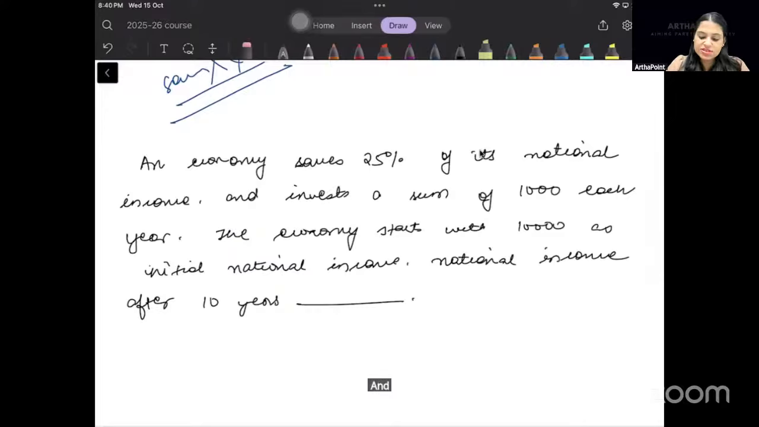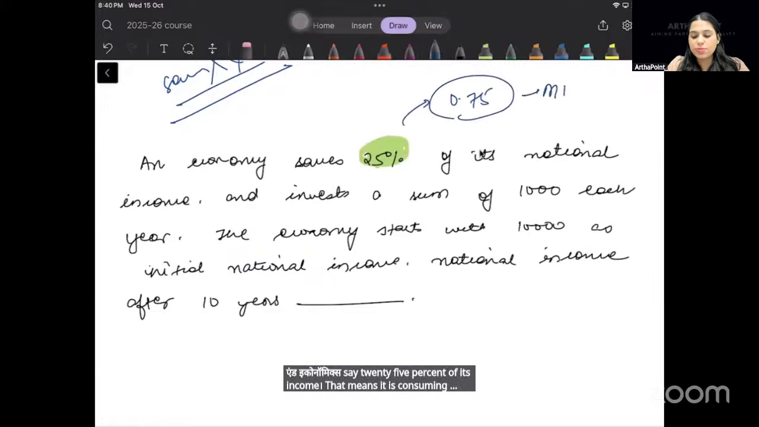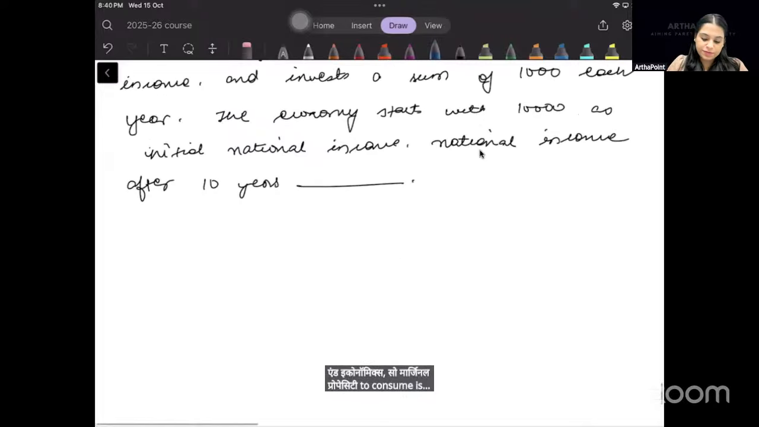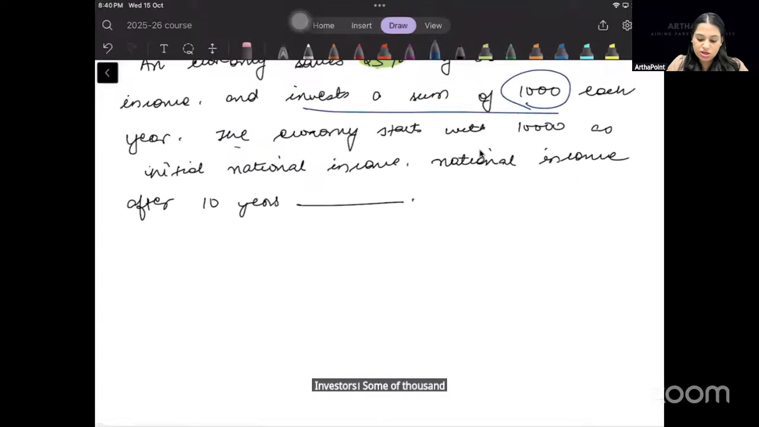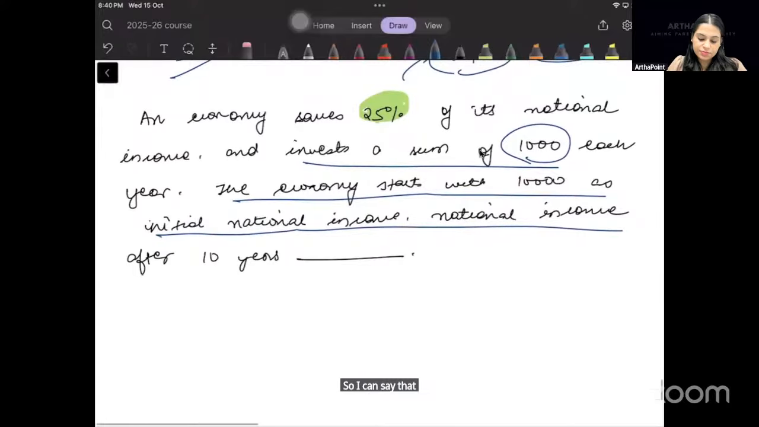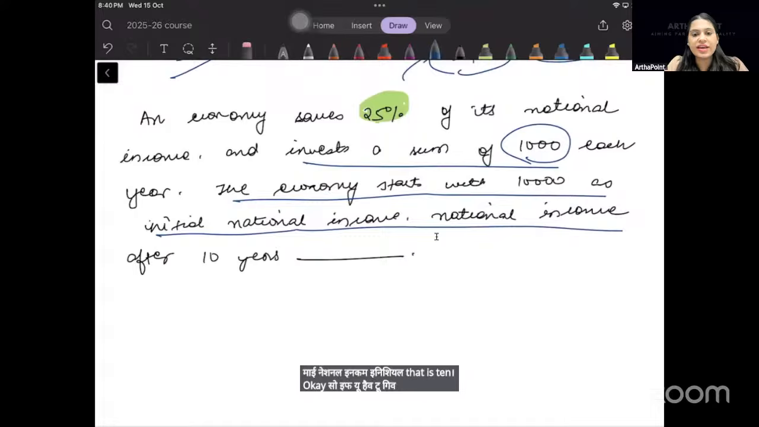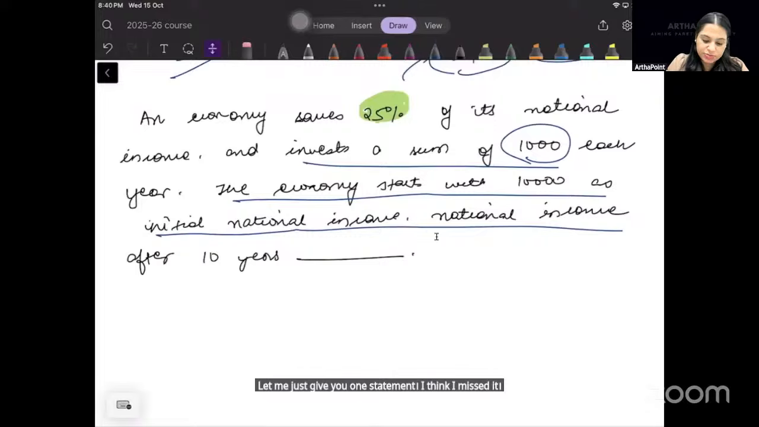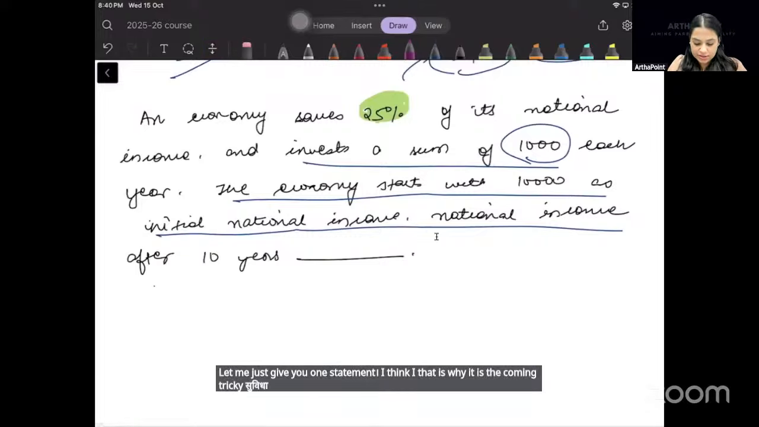An economy saves, say, 25% of its income. That means it is consuming 75%. So marginal propensity to consume is 0.75. Invests a sum of 1000 each year. Economy starts with 10,000 as initial national income. So I can say that my national income initially, that is 10,000, okay? I think I missed a statement. That is why it's becoming tricky. So write down, I think I missed the statement.